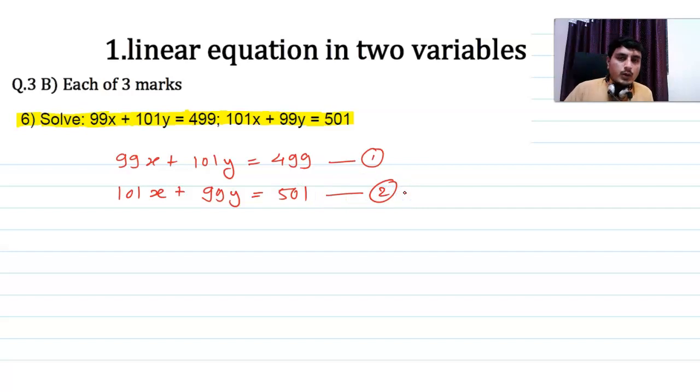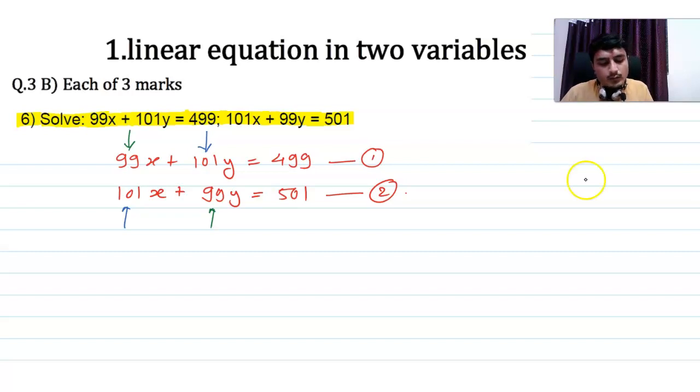Now look at the coefficients of variables x and y from both equations. We have in case of equation 1, 99 is the coefficient of variable x, while in case of equation 2, 99 is the coefficient of variable y. Look at the next one. We have 101 as the coefficient of variable y in case of equation 1, while 101 is the coefficient of variable x in case of equation 2. So the coefficients of x and y from both equations are interchanged.